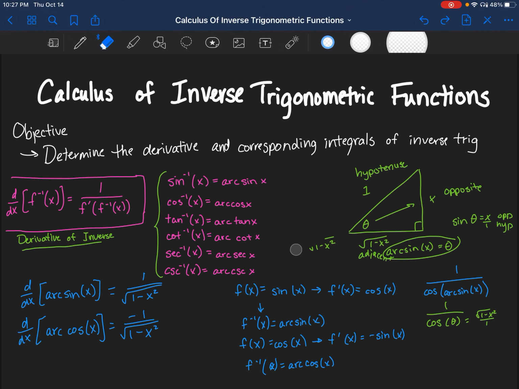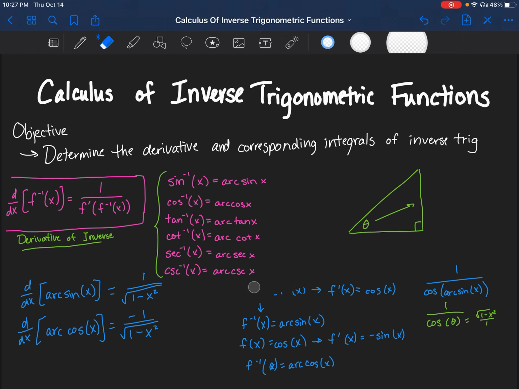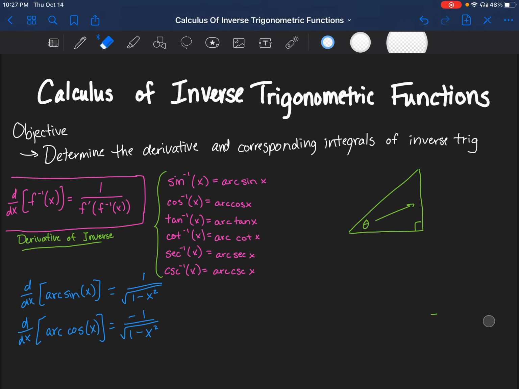Now, I'm going to erase some of this stuff because I don't need it. And the next one I'm going to do is arc tangent. So when I go looking for arctangent, I'm going to kind of follow the same process. I'm going to start off by saying, hey, what's my original function? Which, if I'm looking for arctangent, it's going to be tangent. So let me write this down. d dx of arctan x.